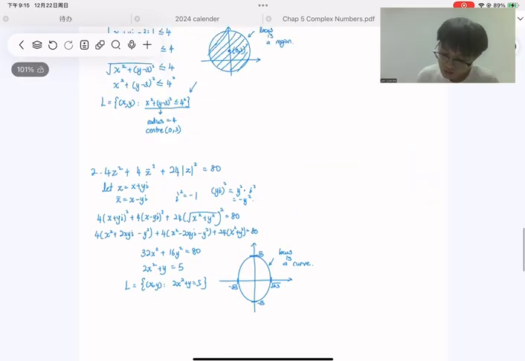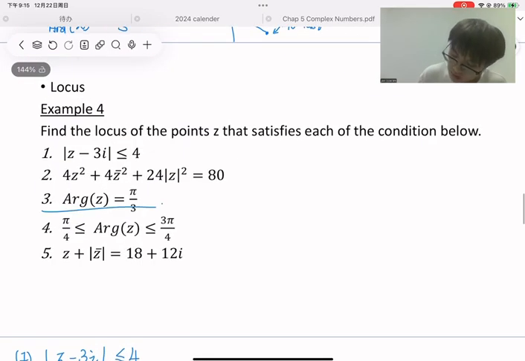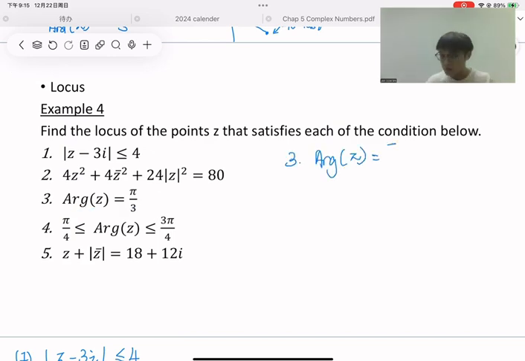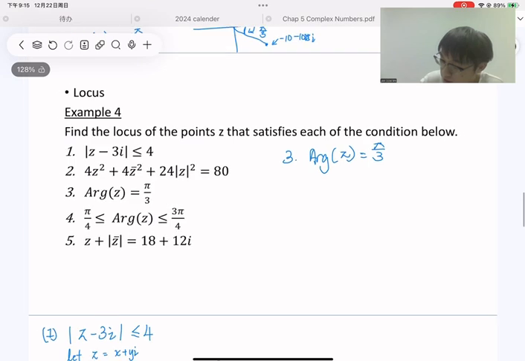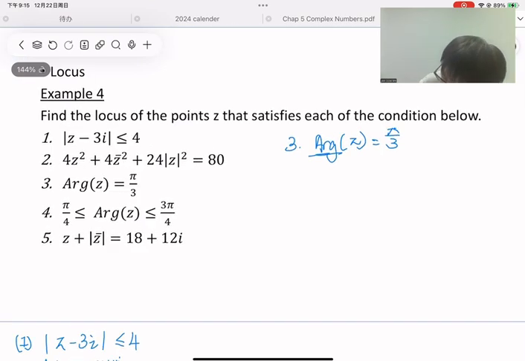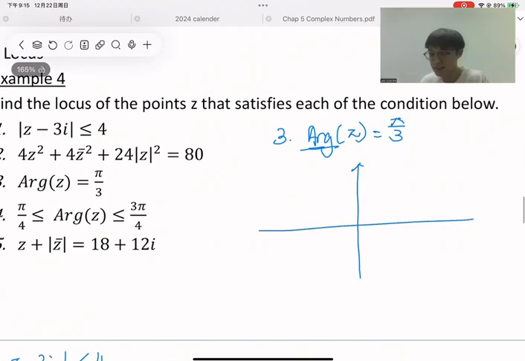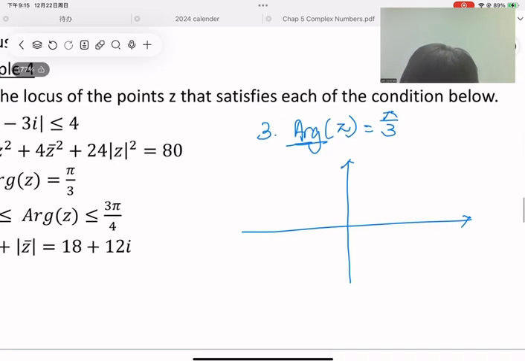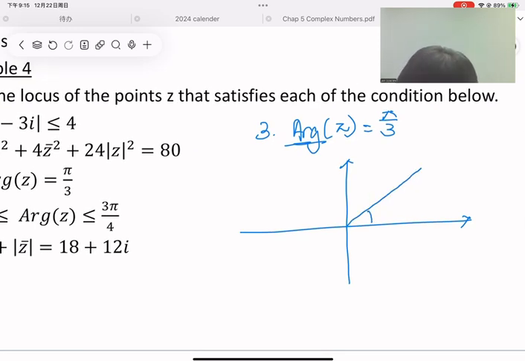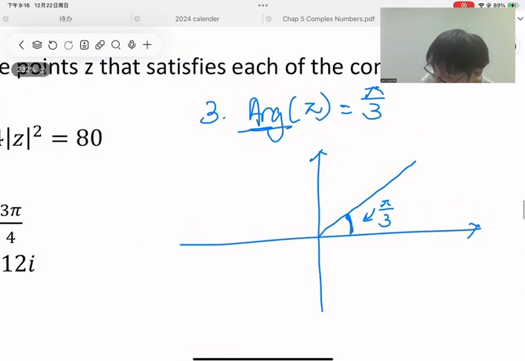Next, you see this simple question, where the argument of a complex number is equal to pi over 3. Remember that the argument means the angle between the line and the positive x-axis. So that means there exists a line where the argument is equal to pi over 3. This line satisfies this condition. So the locus is a line.